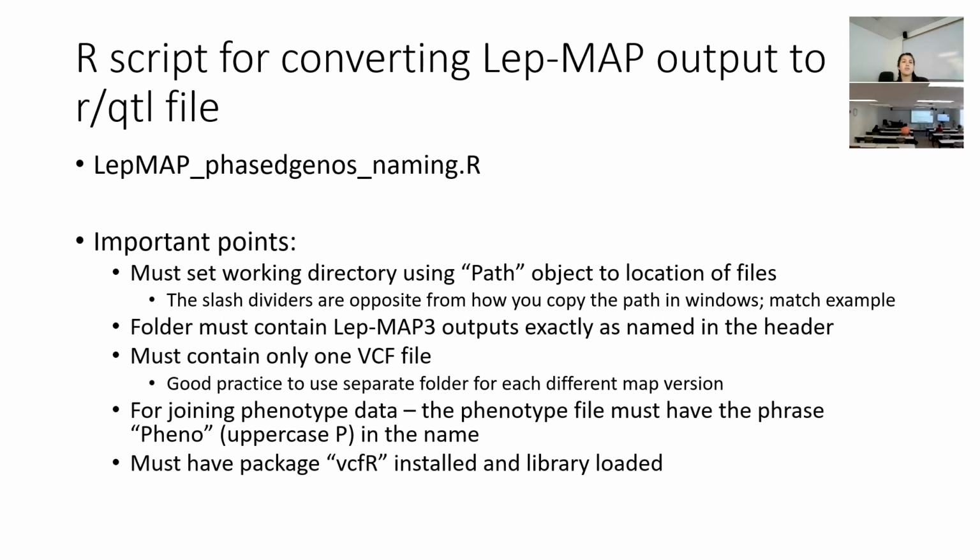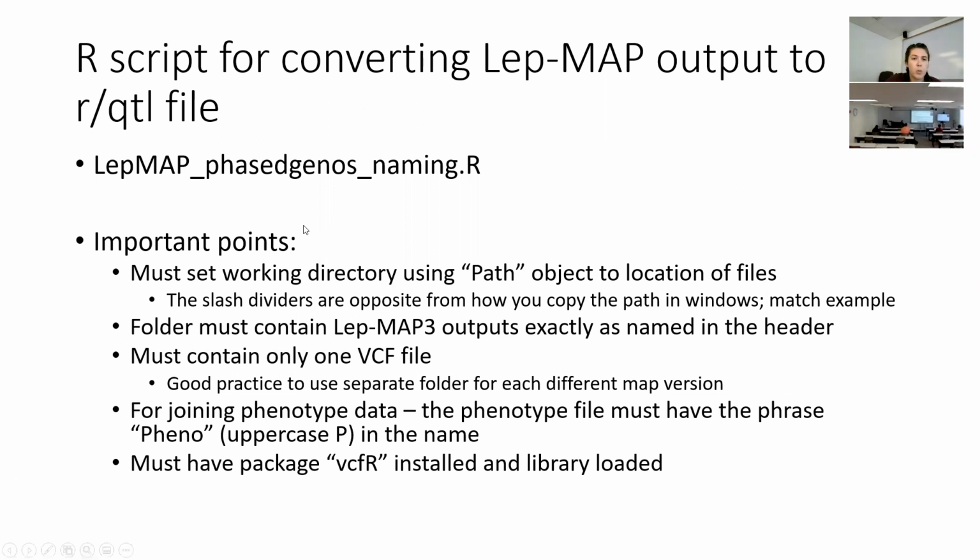Okay, so for the R script that we're interested in, I've named it Lep-MAP underscore phased genos underscore naming. That's because it takes the phased genotype data from Lep-MAP and assigns all the names to the data, and then it finally converts it into the R/QTL CSV file format.